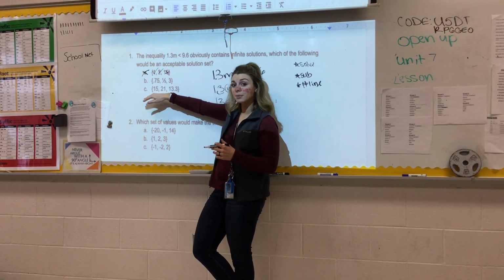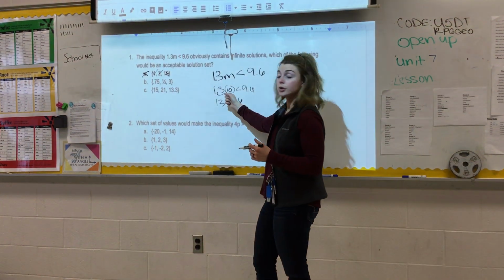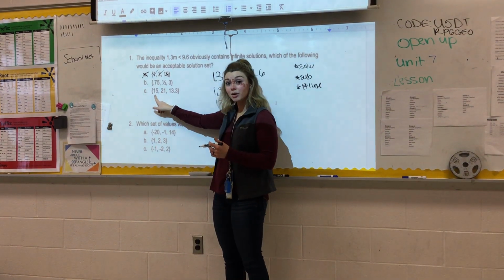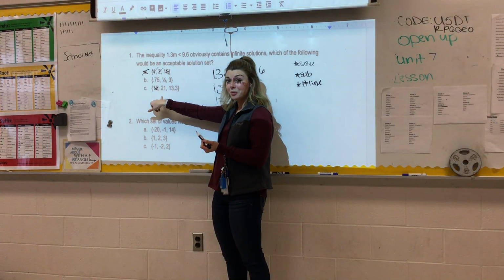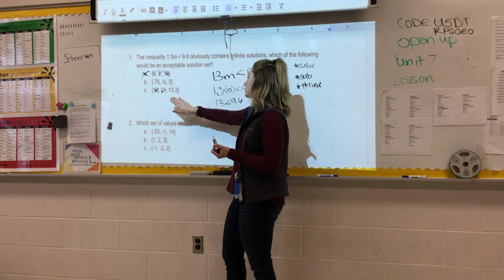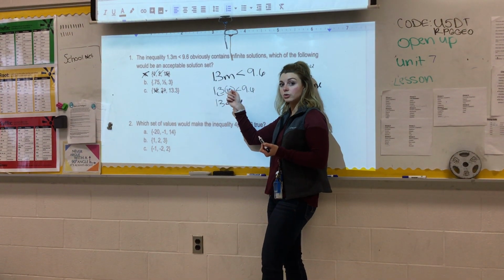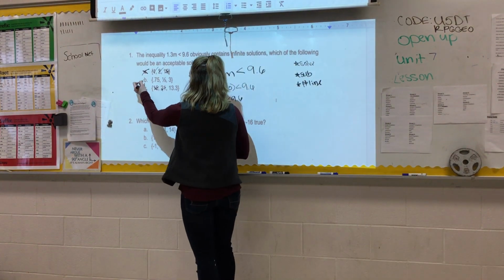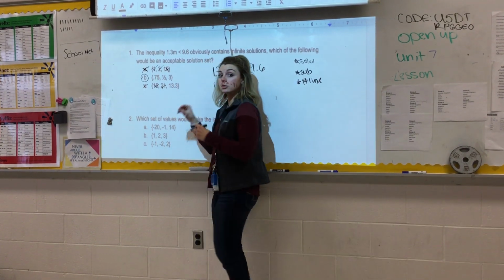I'm skipping to C because I noticed that 10 is too great to work. So if 10 doesn't even work, then could 15 work? Absolutely not. And so on that note, could 21 work? No, that's even crazier. And then 13.3? Definitely not, because we're looking for something that you would multiply times 1 3/10 to get something that is less than 9 6/10. So we know that B is our only acceptable solution set.